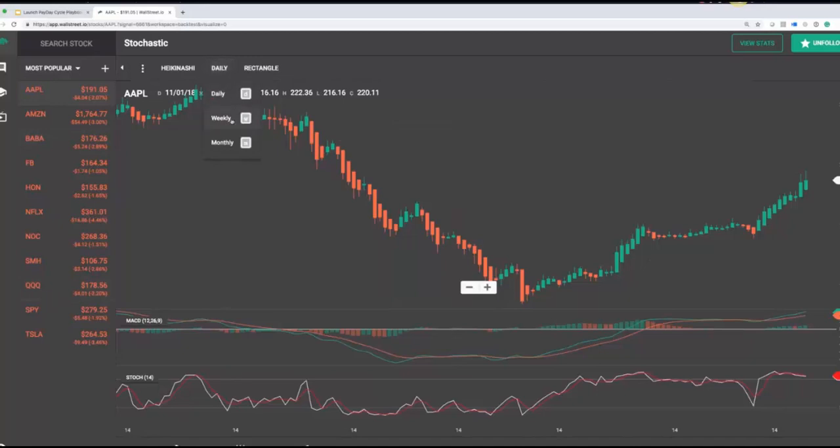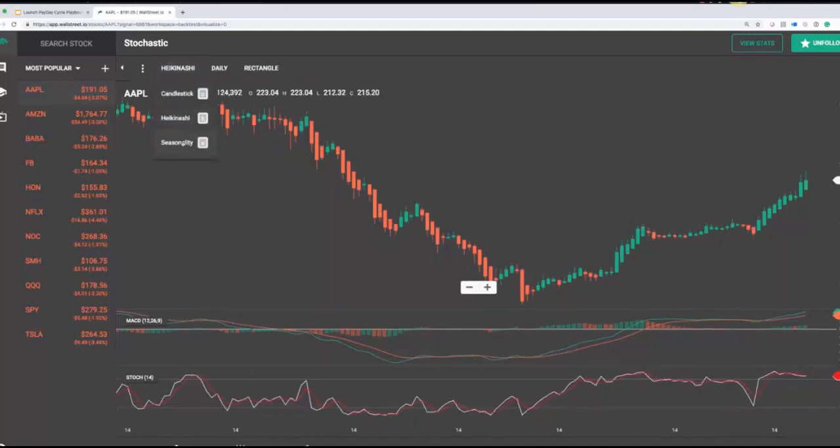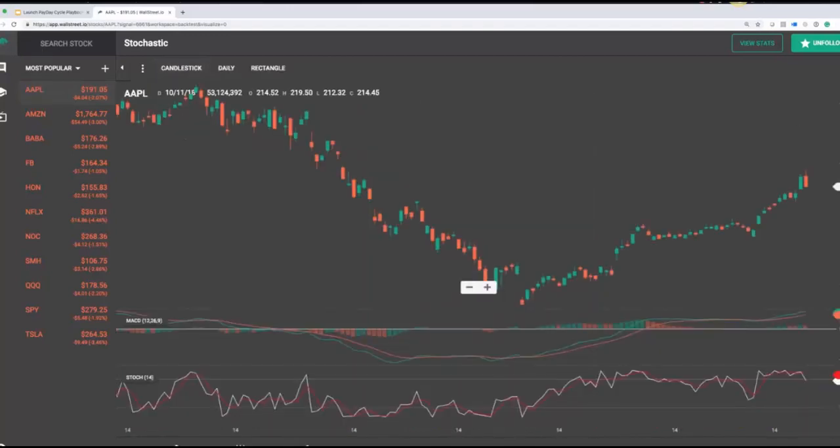Available candles are daily, weekly, and monthly. Our backtesting happens on the daily. You can use candlestick. You can use payday cycle, Heiken Ashi charts, or you could use seasonality, available for all 8,000 stocks and ETFs in our database. Data is included free. I pay for the data for you. You do not have to pay for it. It's not an extra cost.